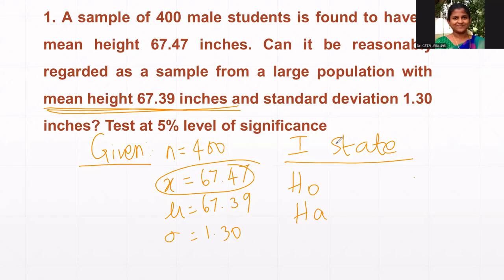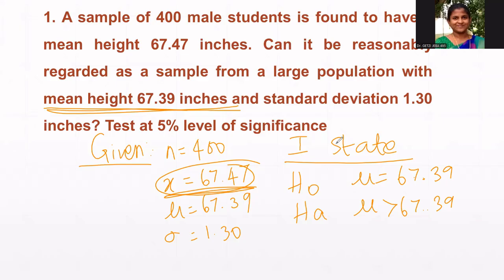So the null hypothesis we are going to state is mu equal to 67.39. But what we have got here is 67.47, which is greater than 67.39. So I write the hypothesis in this way. The population mean given is 67.39. But the alternate hypothesis is that it is greater than 67.39.